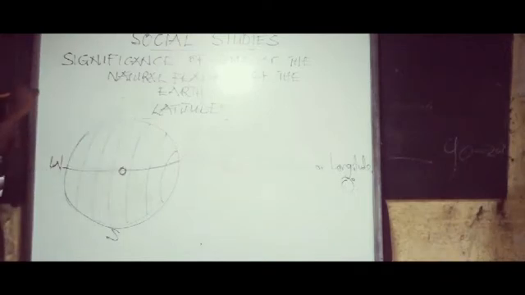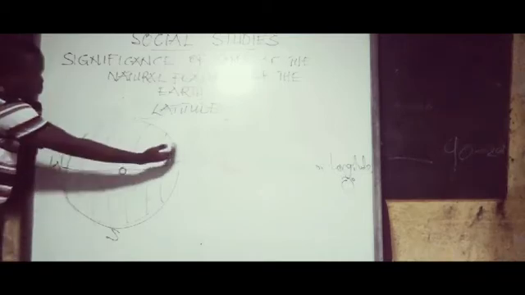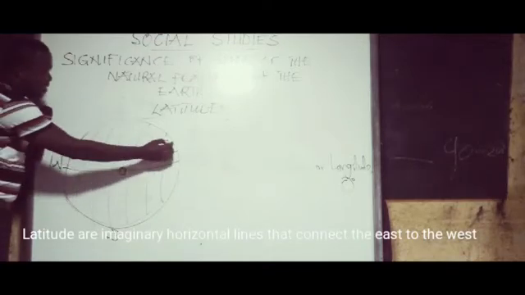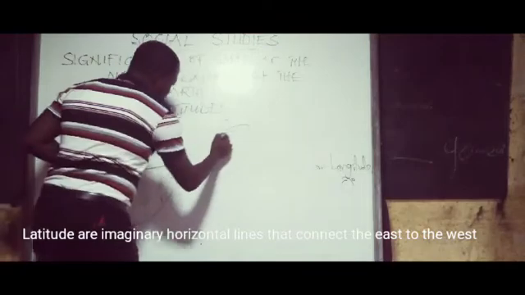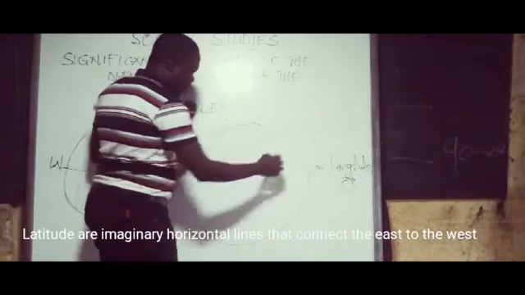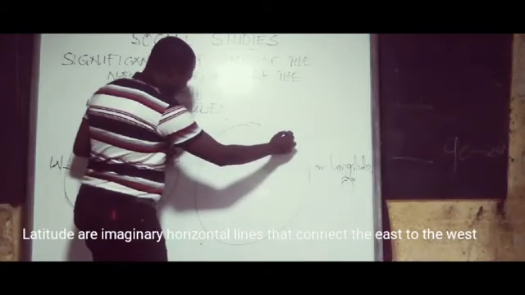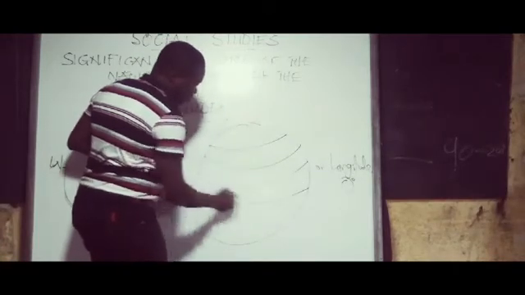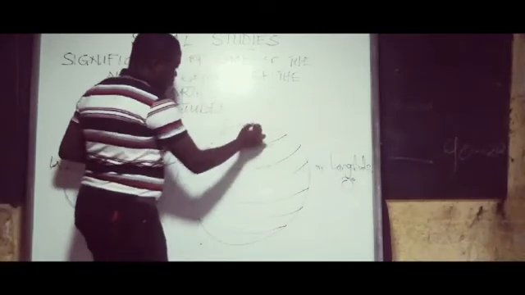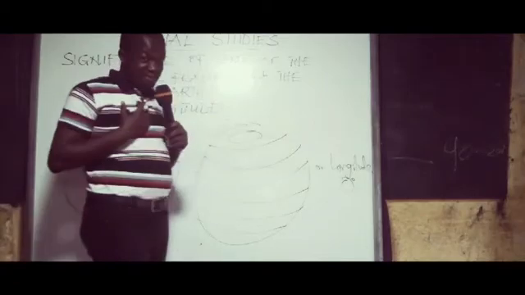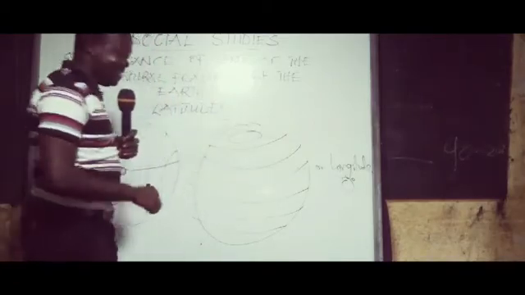So latitudes, as we can clearly define, are imaginary horizontal lines that connect the west pole to the east pole. And let's not forget that they are horizontal. Let's look at the depiction. Is that looking like a big mango? Yes, what you see here is my depiction of how latitudes are.